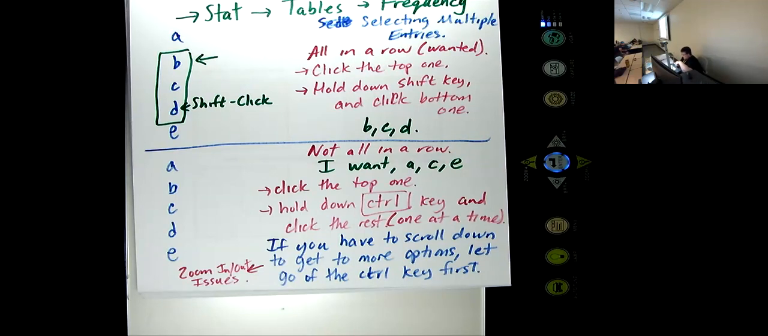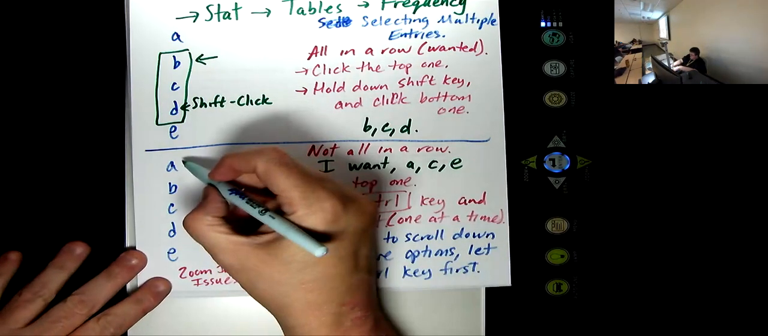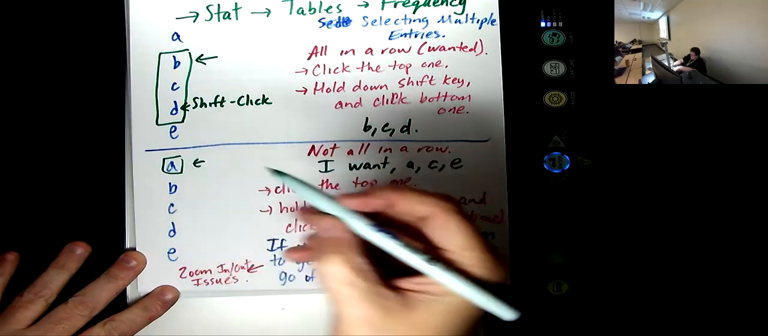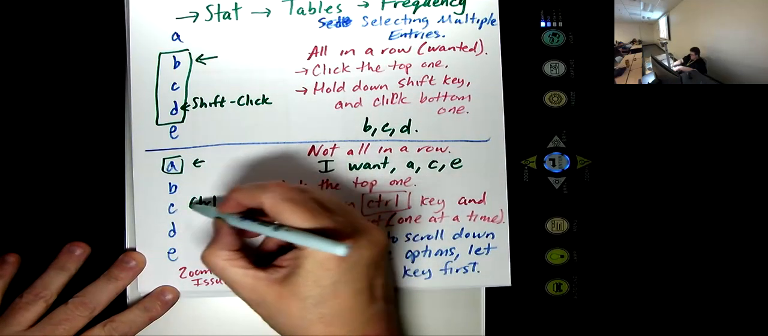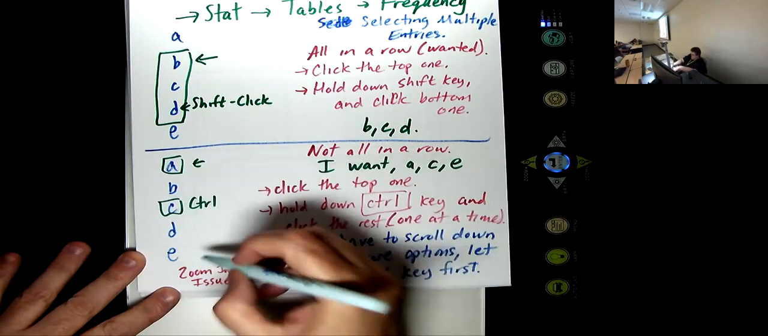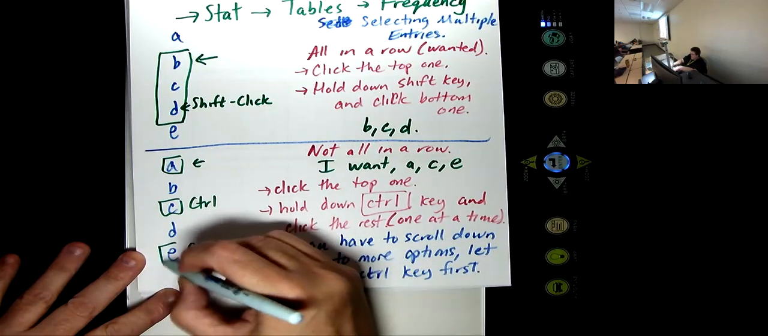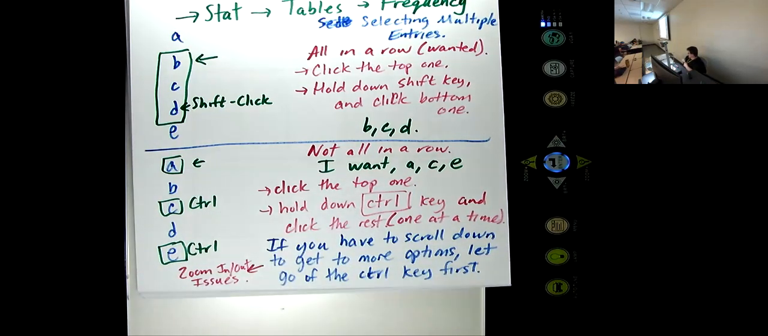So if I did that here, I would click on the A and it would highlight that. Then I would control-click the C and the E. It would not highlight the B and the D. It would only give me the ones I want. If you've got this written down, when you're first using StatCrunch with the big data table, give this a try. You'll see what I'm talking about.